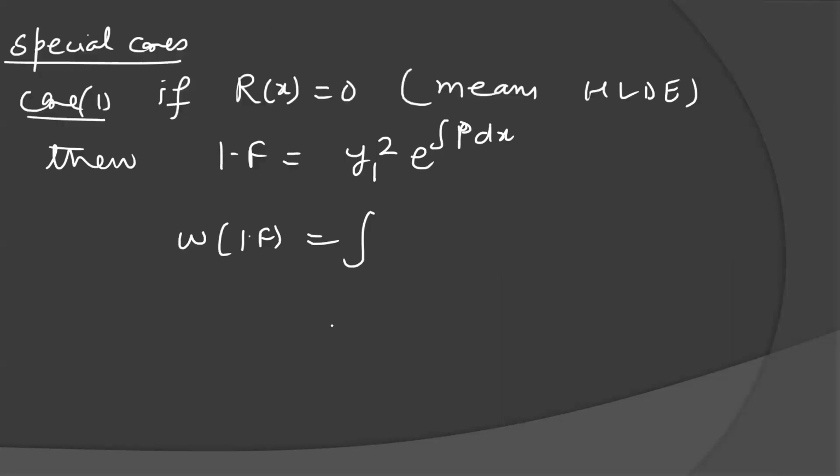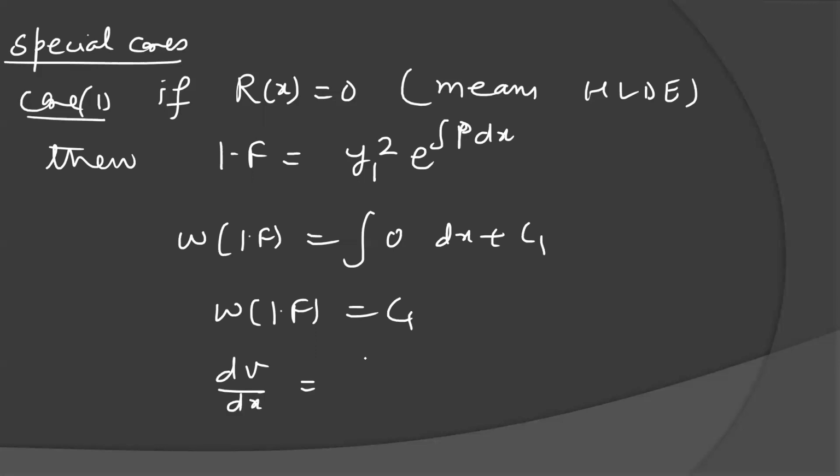So equation 2 will reduce, because r is 0. So 0 dx plus c1. That is actually nothing else, it is c1 only. Now put the value of W here. You can simplify this equation also. So that can be written as dV by dx, and the integrating factor you can take to the right hand side. So it will become 1 over y1 square e to the power minus p dx into C1, and you can integrate both the sides. You will get the value of V in a very easy manner.